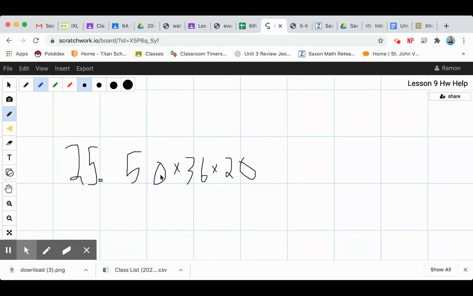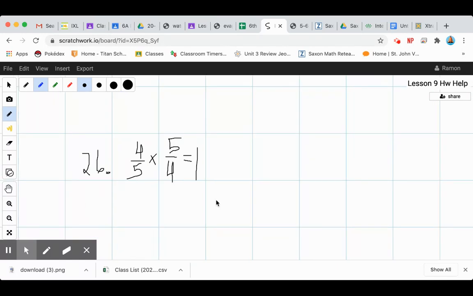For 25, 50 times 36 times 20, we're being asked what steps will make this easier to solve. First one's the commutative property. Since we changed the order, that's going to make it easier for us to solve. Second step would be the associative property. Now the 50 and the 20 would go together inside the parentheses. And then from there, you do 50 times 20, and then take that product multiplied by 36.